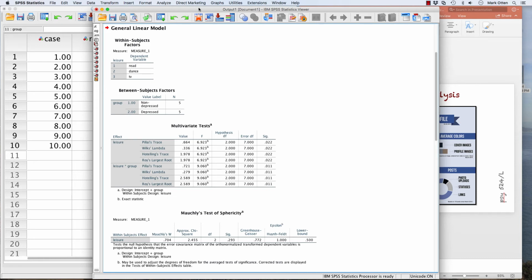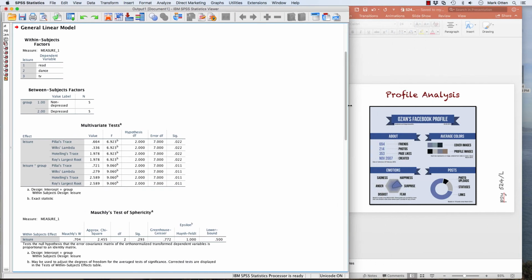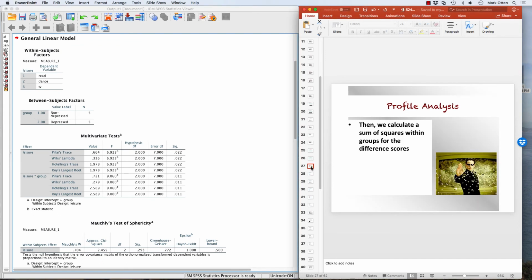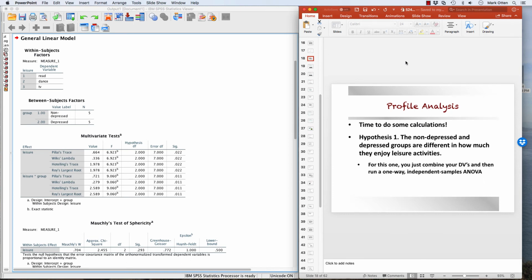Okay, so what do we need? Well, let's go back to our notes here and flip back and forth. The first result was just that ANOVA result, right? So the first hypothesis was evaluated like so. This was our first hypothesis: the non-depressed and depressed groups are different.